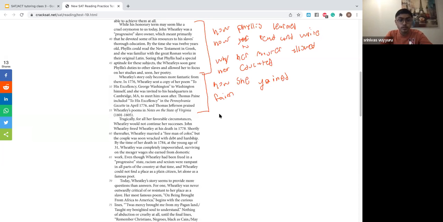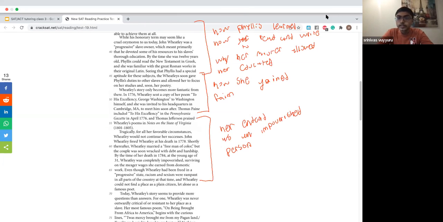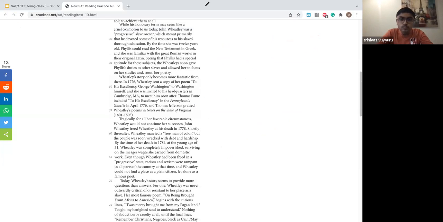Even though Wheatley had been freed from a progressive state, racism and sexism were rampant in all parts of the country at that time, and Wheatley could not find her place as a plain citizen, let alone as a famous poet. So this describes her ending as an impoverished person. Then we'll clear and we'll continue going down.